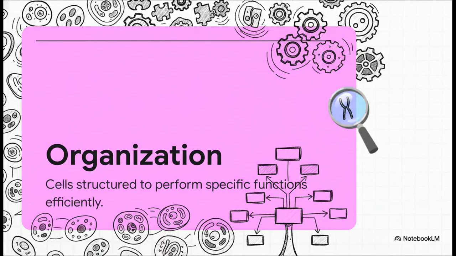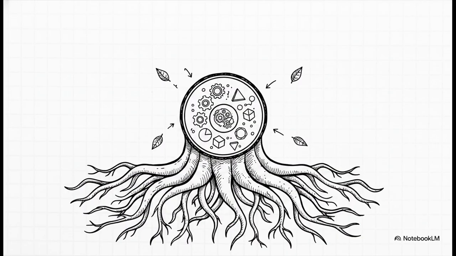First up, organization. Living things aren't just random mush, right? They're highly structured at a cellular level. Take a look at the roots. Your cells have perfectly organized little parts, like the nucleus.